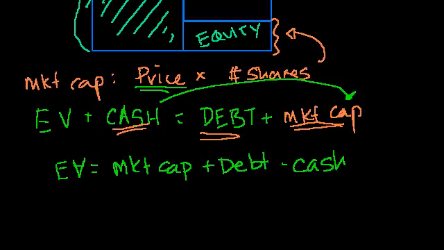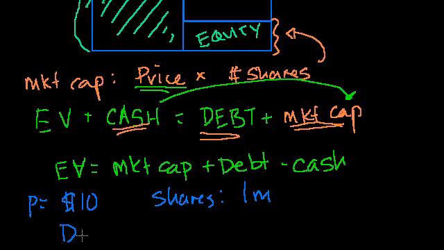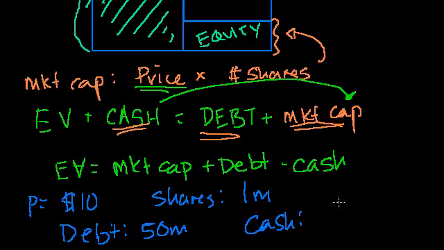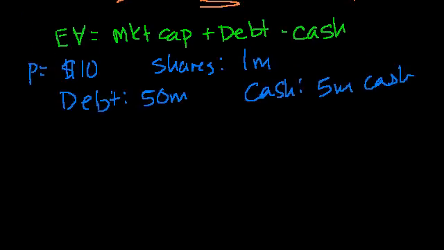So, for example, if I have a stock that is trading at, let's say the price is $10, and let's say there are 1 million shares, and let's say that the company has 50 million of debt, and let's say it has 5 million of excess cash. What's its enterprise value? Well, you first figure out its market cap. Its market cap is $10 per share times 1 million shares. So that's 10 million. That's the market cap. You add the debt, so plus $50 million.